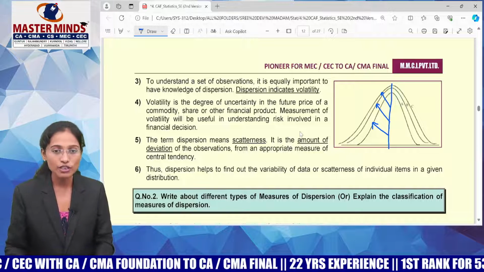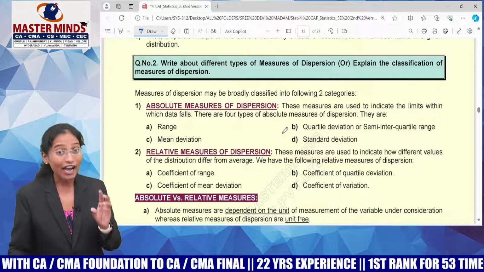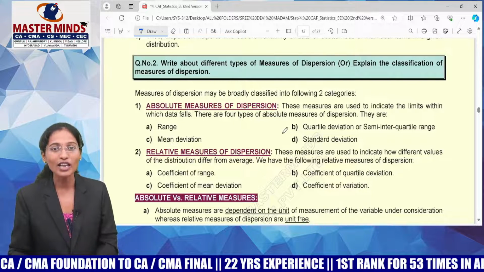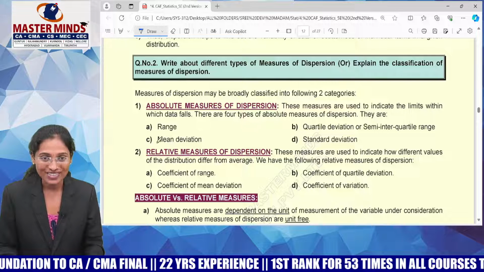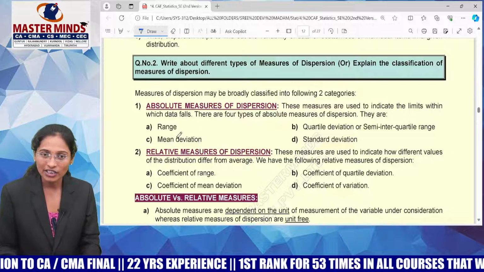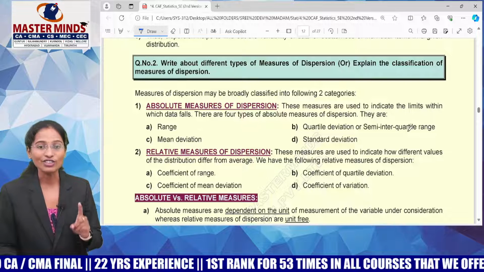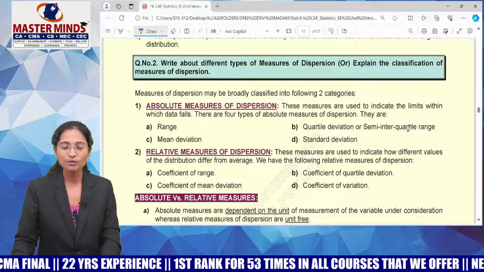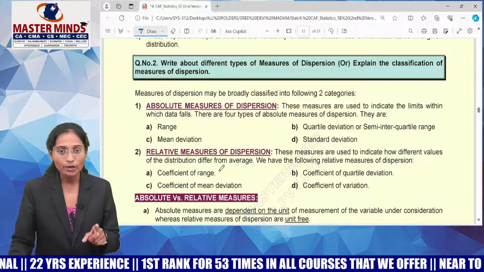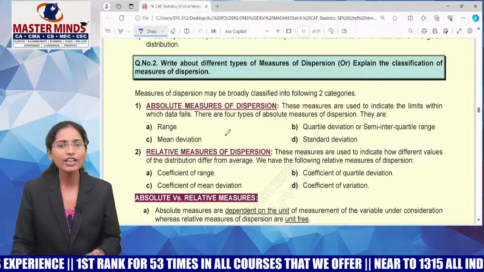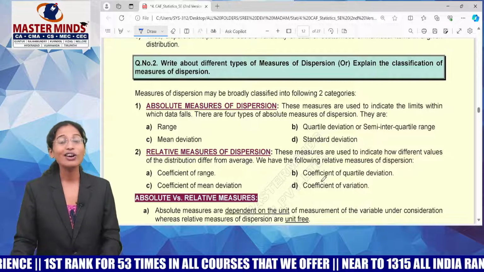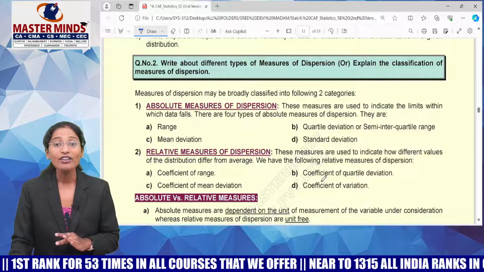So how many measures of dispersion are there? Guys, we have two different types. What are they? Absolute measures and relative measures. What are the absolute measures? Range, quartile deviation, mean deviation, standard deviation. So let's talk about relative measures of dispersion. The corresponding relative measure of range is coefficient of range, of quartile deviation is coefficient of quartile deviation, of mean deviation is coefficient of mean deviation, and of standard deviation is coefficient of variation.